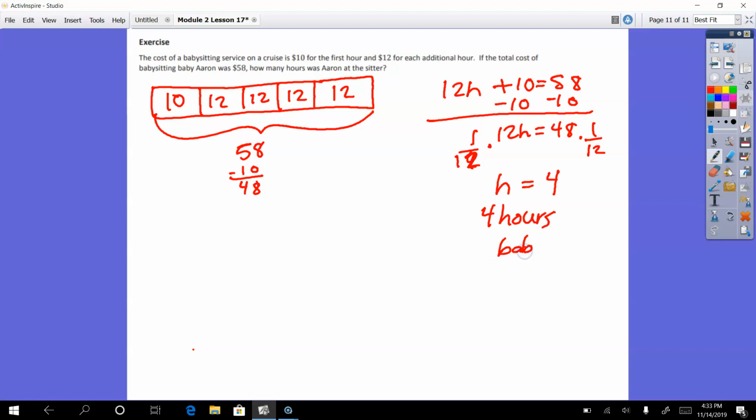Pretty babysat. No. At the sitter. No, that's not right either. You were already there for 10. So it's 5. 5 hours. Because it was 4 hours plus the first hour, which was $10, which gives us 5 hours.